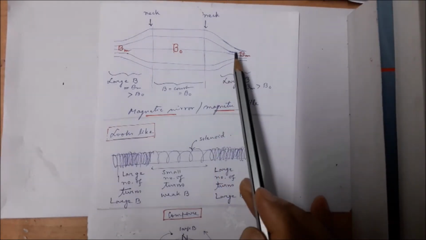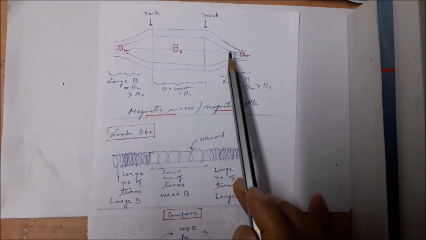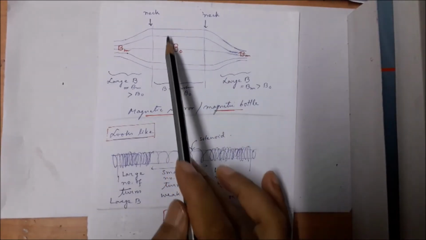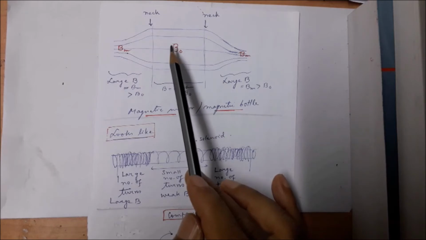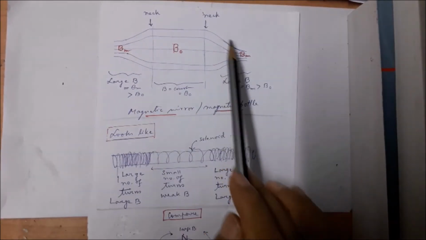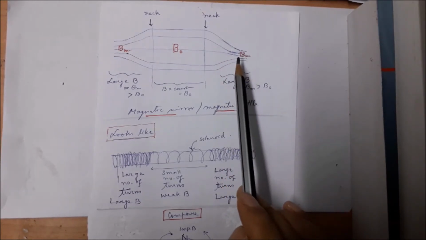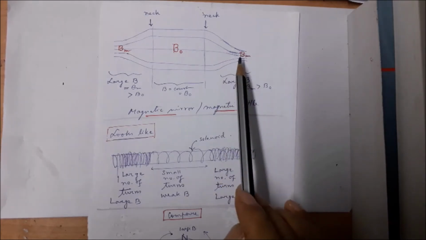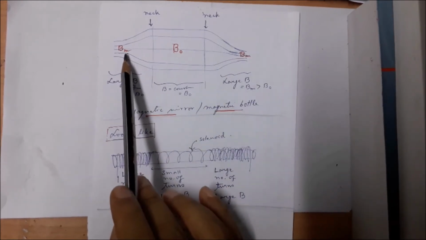Now how is it evident that the field here is large? It is evident if we look at the field lines carefully. In this region, field lines are widely spaced and the number of lines per unit area is small, so B is weak here. But in this region, lines are crowded. We have more number of lines per unit area in this region. So B is large here as well as in this end.